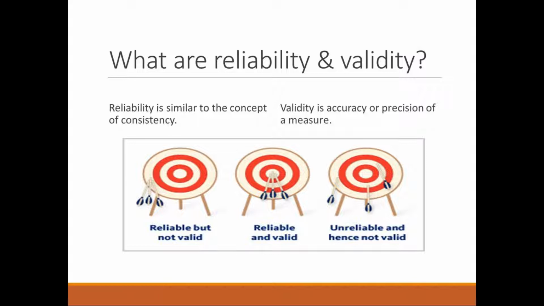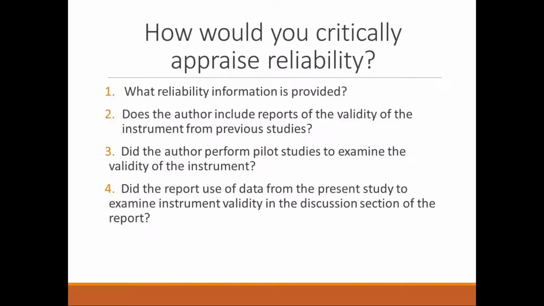So what are reliability and validity? Reliability is similar to the concept of consistency, whereas validity is the accuracy or precision of the measure. How would you critically appraise reliability? What reliability information is provided? Does the author include reports of the validity of the instrument or previous studies in the literature, and perform pilot studies to examine the instrument? And did the report use data from the present study to examine the instrument validity in the discussion section?